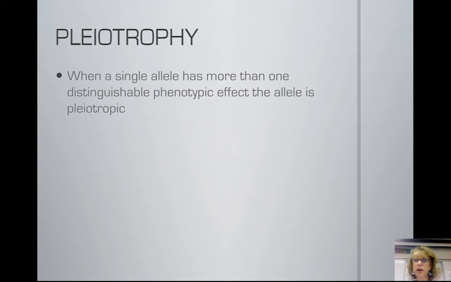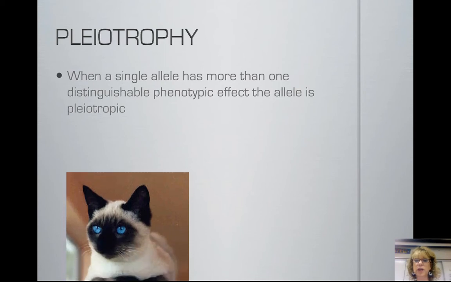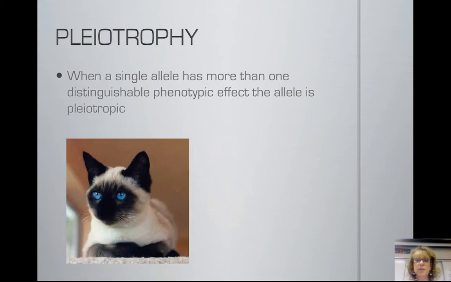Pleiotropy is when a single allele has more than one distinguishable phenotypic effect. The allele is then considered pleiotropic. A good example is the allele that's responsible for the coloration of Siamese cats. Siamese cats have a light-colored body and dark tips or extremities. They also characteristically have crossed eyes. Both of these result from the same protein produced under the influence of the allele. So two different traits, crossed eyes and dark tips, are created by one allele.